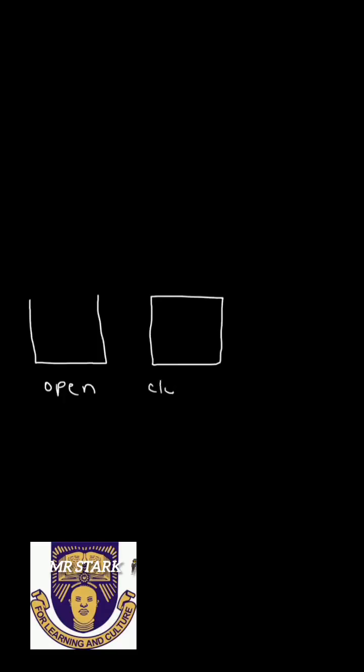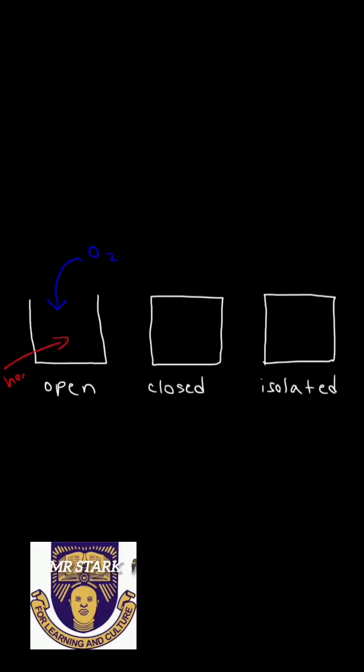Now, there are three types of systems that you want to be familiar with. The first one is an open system. The second is a closed system. And the third is an isolated system. So in an open system, matter can enter the system. So oxygen from the air can go inside of it, and also heat energy can flow into an open system. So matter and energy can be transferred into and out of an open system.